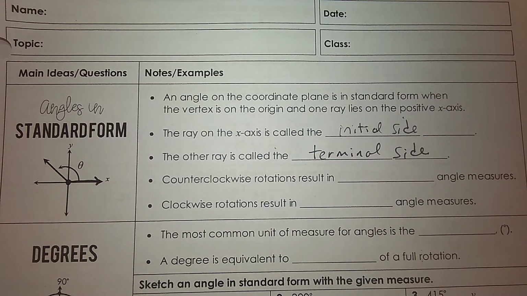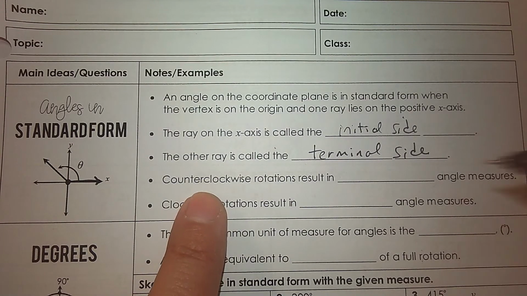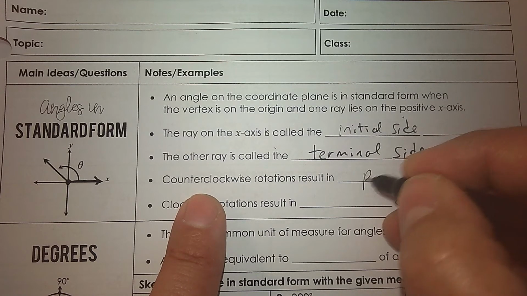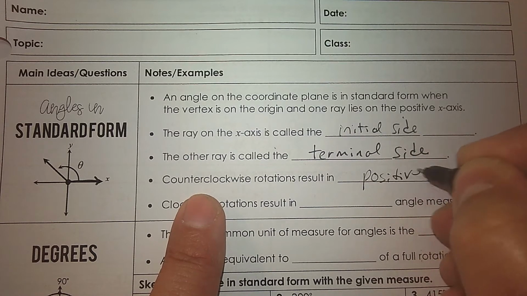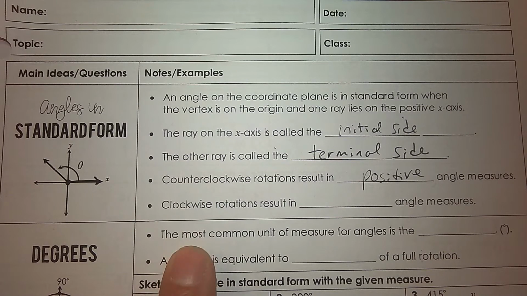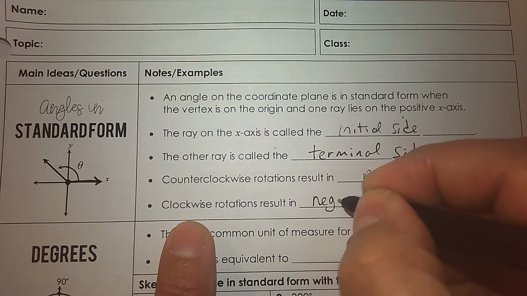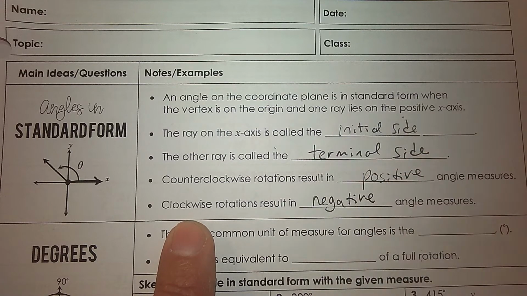Do you know if you go counterclockwise, it results in positive angle measures? And if you go clockwise, it results in negative angle measures.